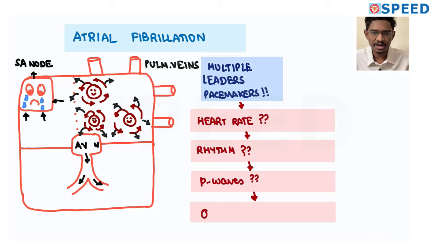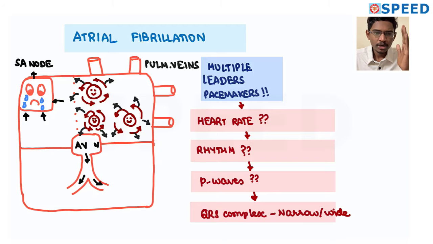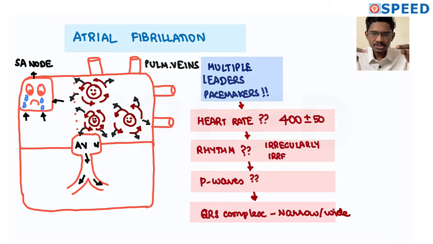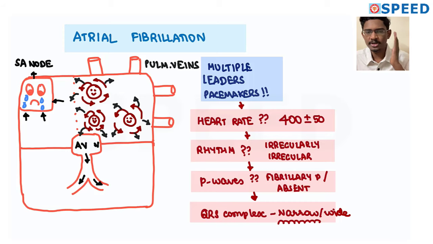They fire continuously, but overall, due to this irregular firing, there will be irregular rhythm happening in atrial fibrillation. Next, what will happen to the QRS complex? Will the QRS complex be narrow or wide? See, the QRS complex will always be narrow if it passes through the normal conducting system. The normal conducting system is AV node, bundle of His, Purkinje. They are not affected.